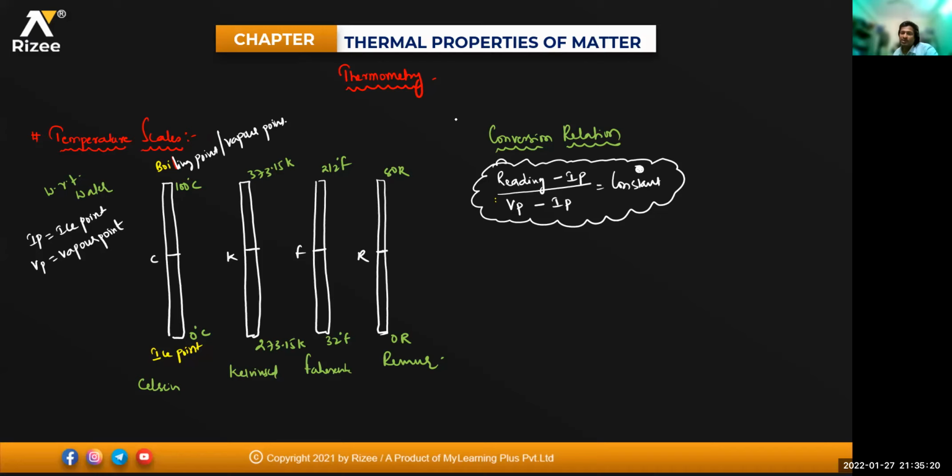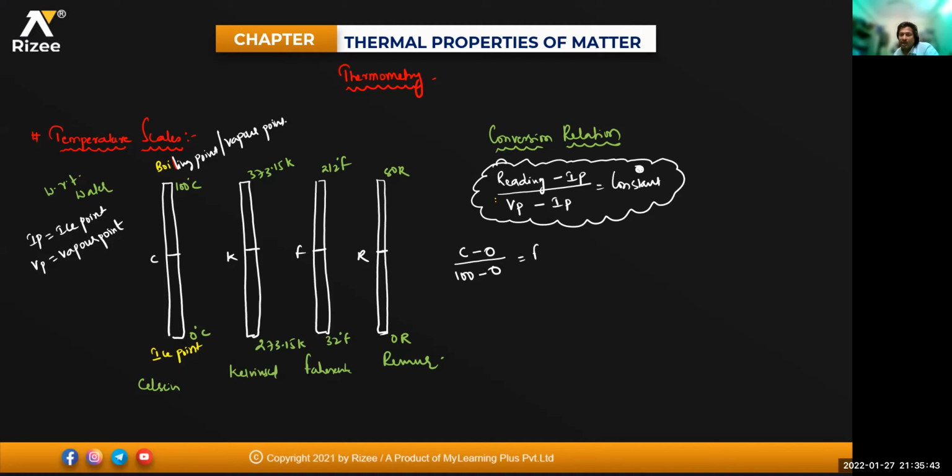Now, how do you write the conversion factor? Reading minus the lower fixed point, divided by the vapor point minus the ice point, will be equal to your constant. Like say if I'm taking the Celsius scale, we'll take the reading as C, ice point is 0, vapor point is 100, minus 0.